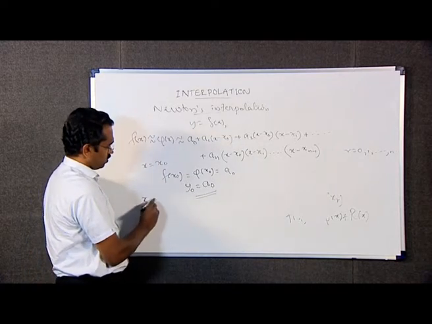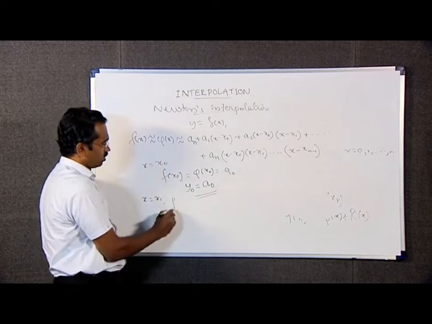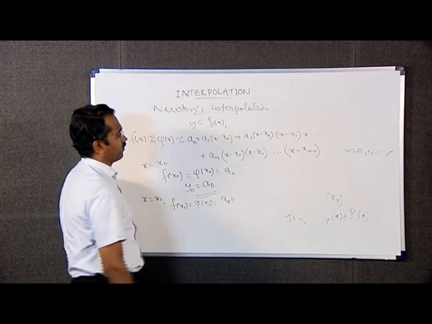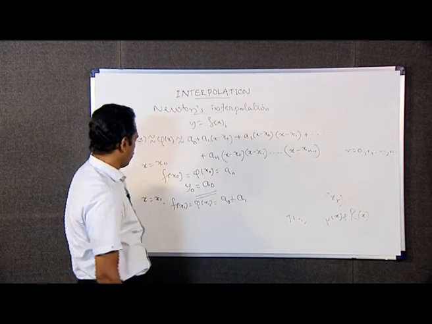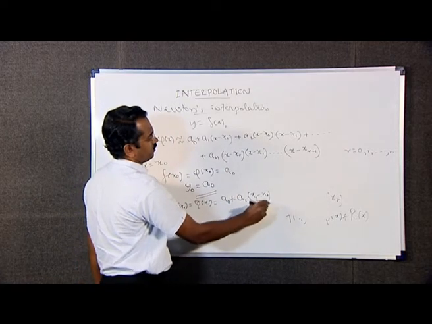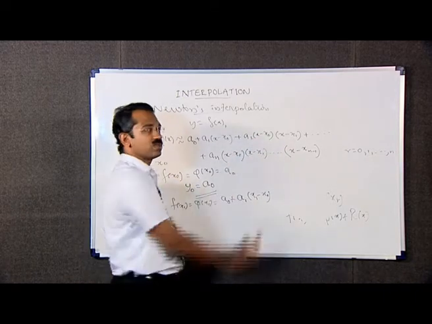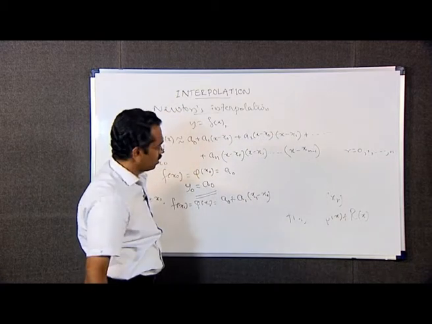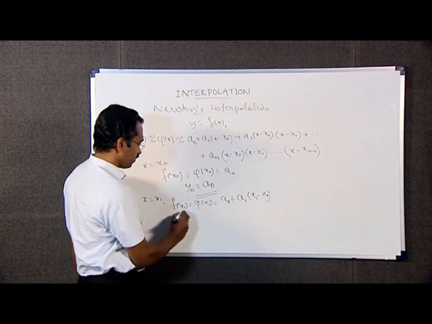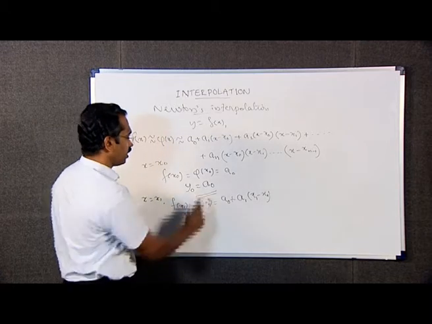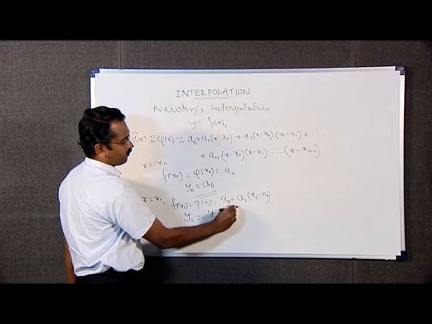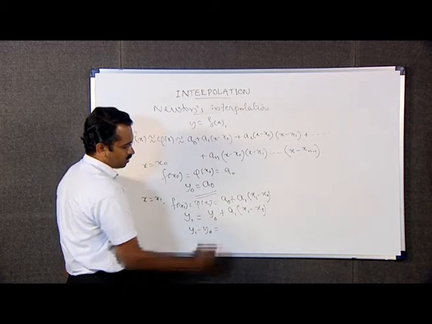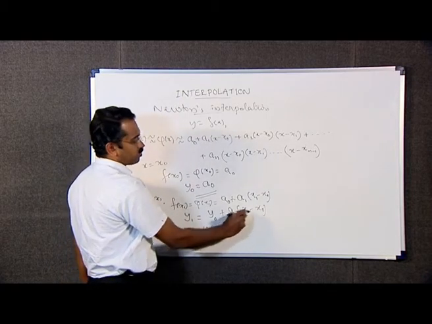Putting x equal to x1, we get f of x1, that is phi of x1, which is equal to a0 plus a1 into x1 minus x0. The remaining terms are 0 because all the terms contain the factor x minus x1. So f of x1 means y1, which is equal to y0 plus a1 into x1 minus x0. That is y1 minus y0 is equal to a1 into x1 minus x0, which is h.